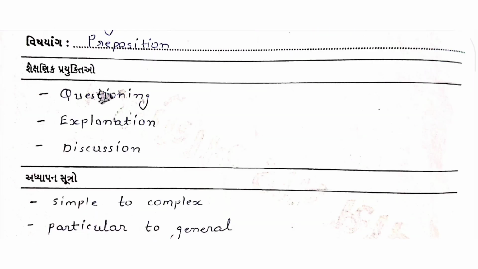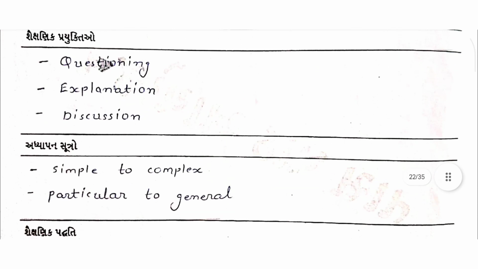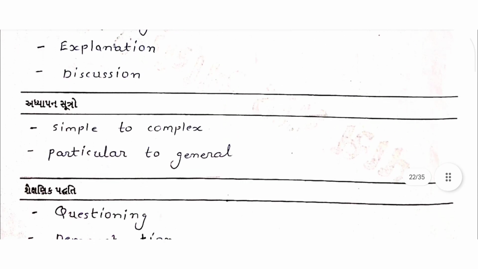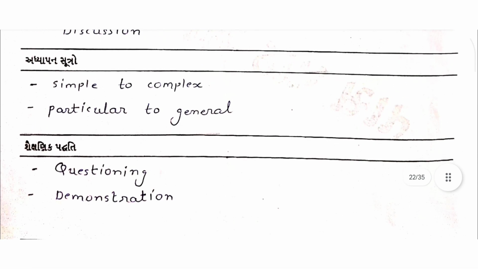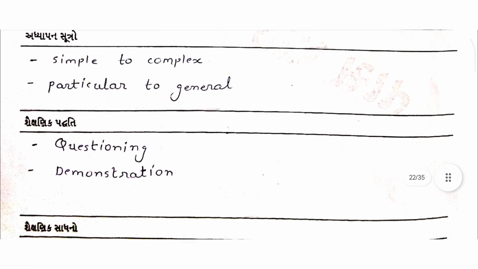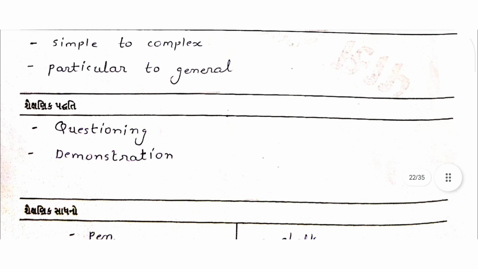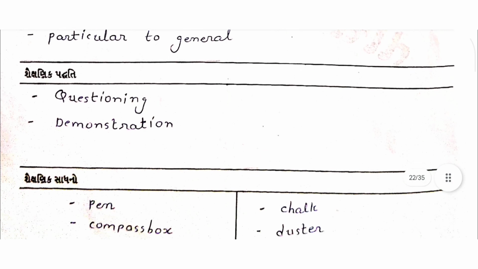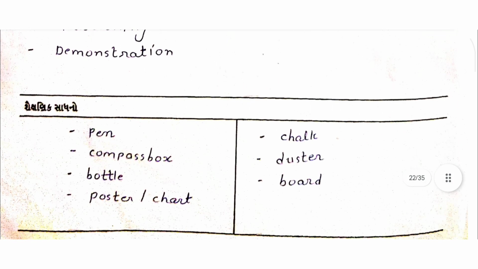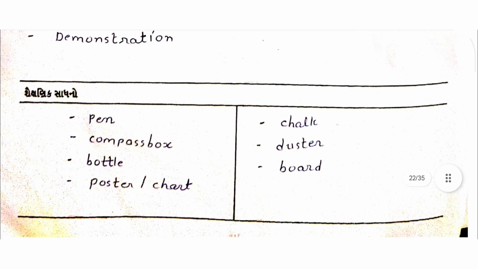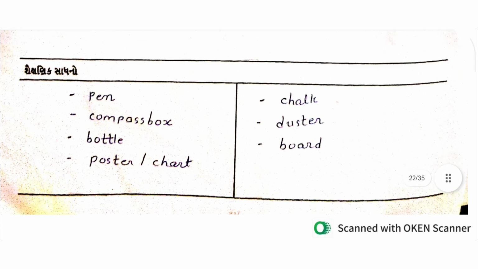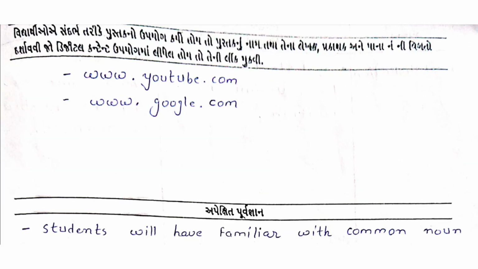And here our teaching technique is questioning, explanation and discussion. Maxims of teaching are simple to complex and particular to general. Teaching method is questioning and demonstration. Here as a teaching material I have used pen, compass box, bottle, poster or chart, chalk, duster and board. As a reference I have used YouTube and Google.